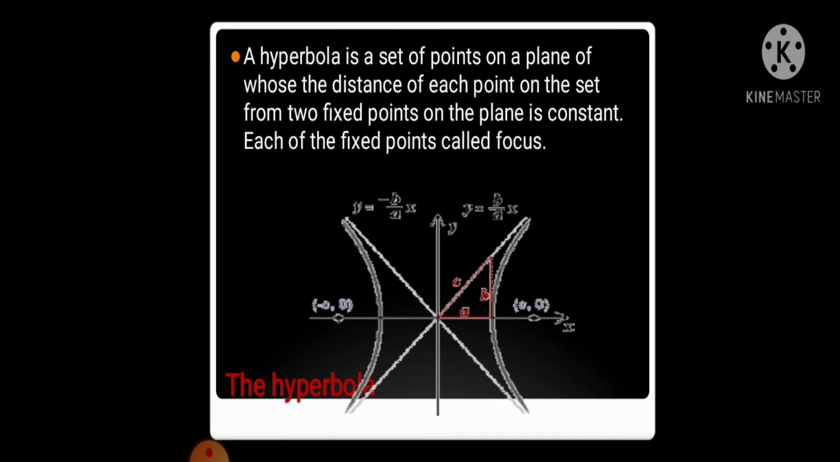A hyperbola is a set of points in the plane where the difference of the distances of each point from two fixed points on the plane is constant. Each of the fixed points is called a focus. So, muna siya ang graph sa hyperbola.